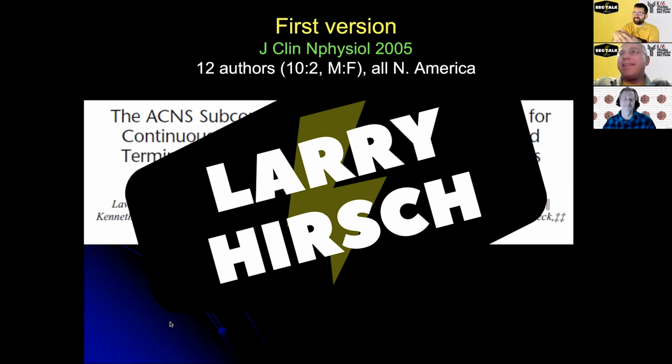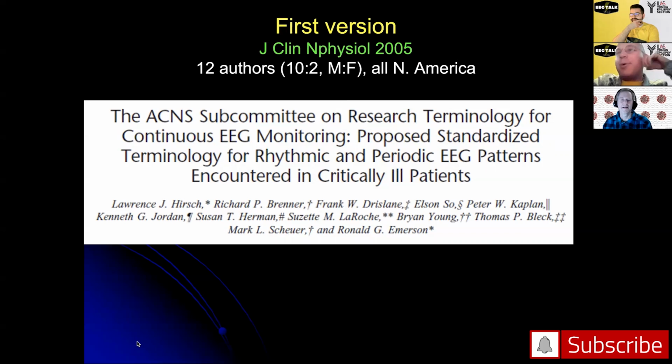Fabio's stuck on some ICU EEG. You know, he doesn't want to use the wrong terms. He wants to be consistent. You've done a lot of work on this. So what's the history of this standardized terminology?